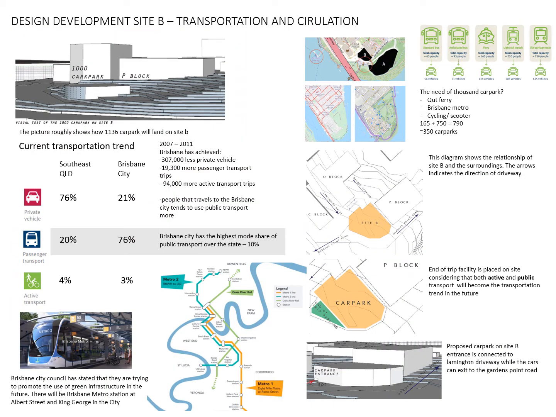The first diagram visualizes how the 1,000 capacity car park would look on site, which looks a little bit overwhelming in my opinion, so I looked into some research to find a solution. And I suggest cutting it to around 350 car parks instead, with some end of trip flexibility. The reason I'm suggesting this is the Brisbane City Council development, which states that Brisbane will be promoting active and public transport in the future, and they are building different infrastructure like Brisbane Metro and etc.